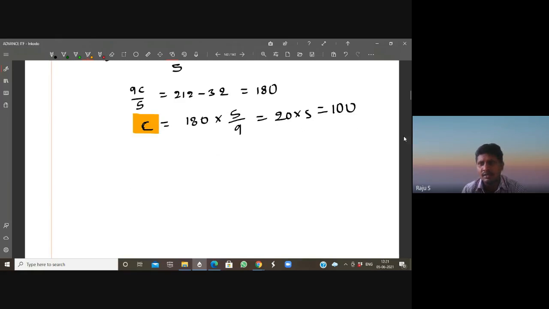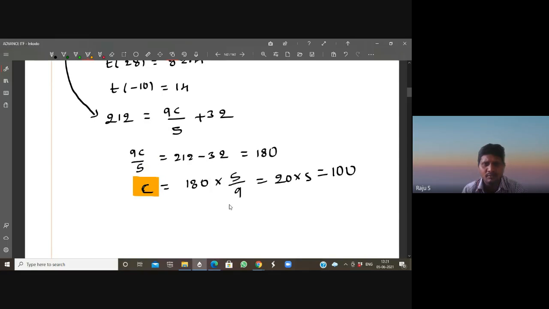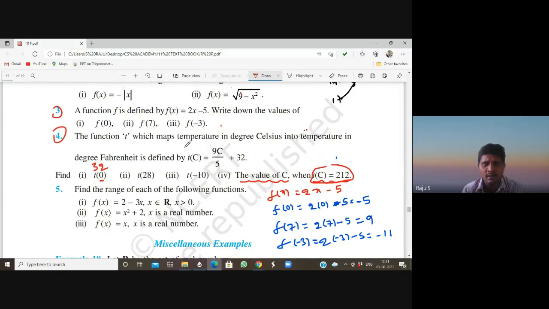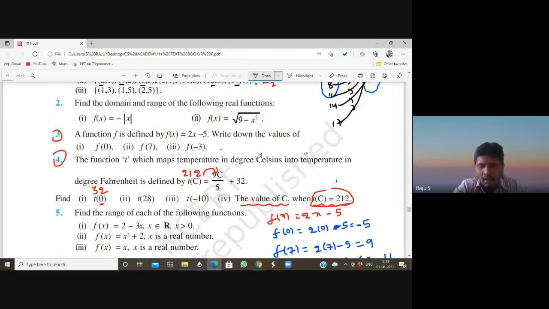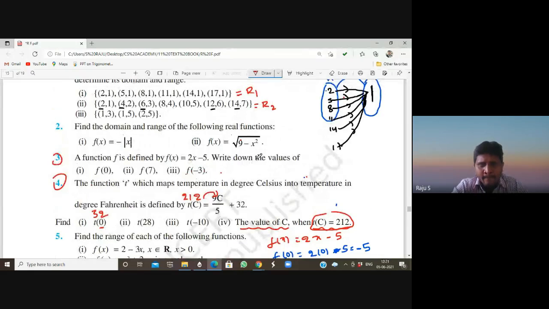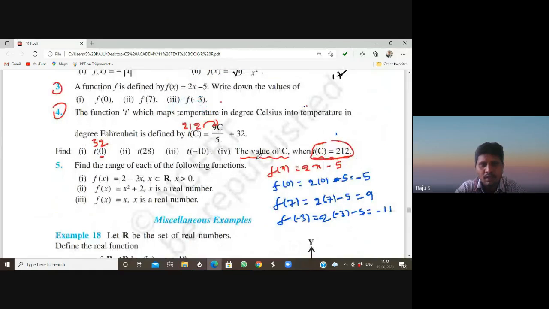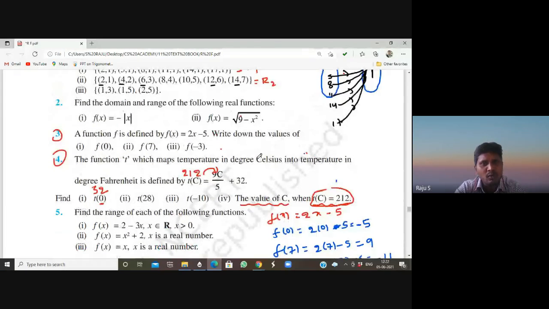Okay, students, got it. See here, in the fourth subdivision, they gave the T of C value. When T of C value is 212, then what is the value of C? For what value of C will it become 212? Just find the C value. Clear? Yes, sir. So now let's go for the fifth question. Only two questions remain.